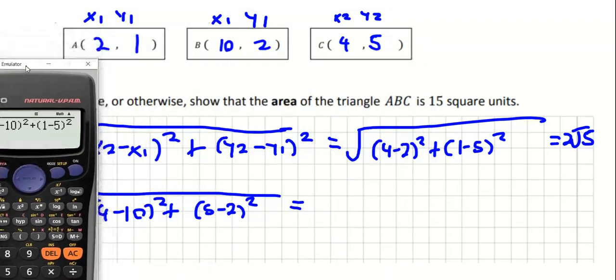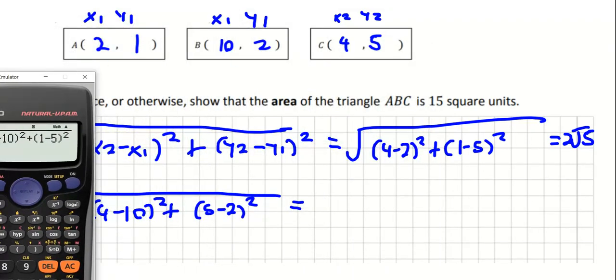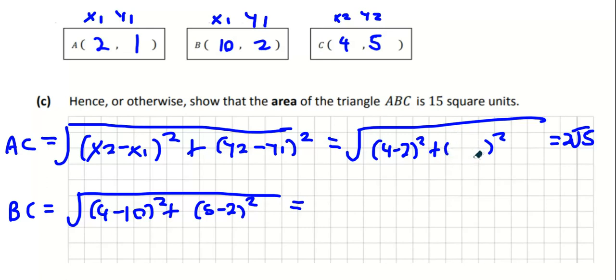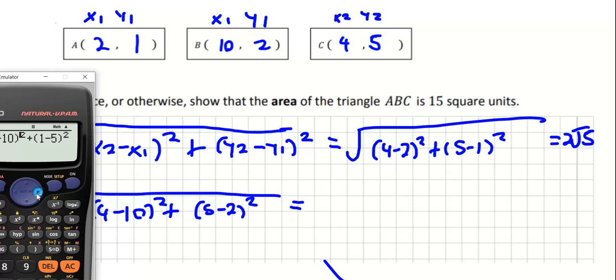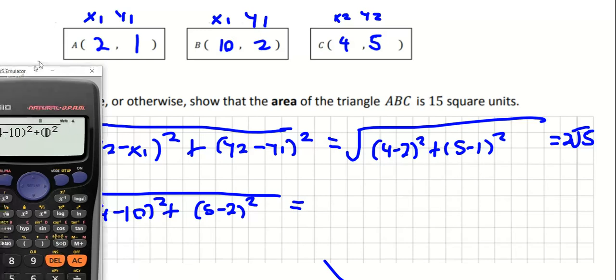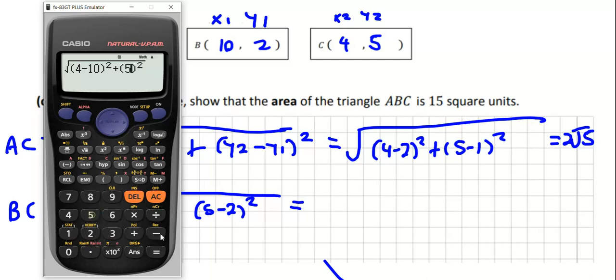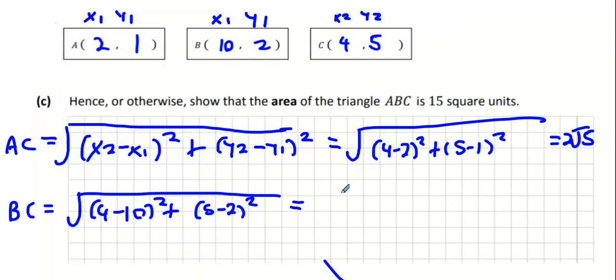Oh, sorry guys, in the first one I actually made a slight mistake. It's 5 take away 1, but you still get the same answer, so it's no big deal. So this one should have been 5 take away 2. Always worth checking your answers. Okay, 5 take away 2. I'm hoping for 3 root 5. There we go, 3 root 5.